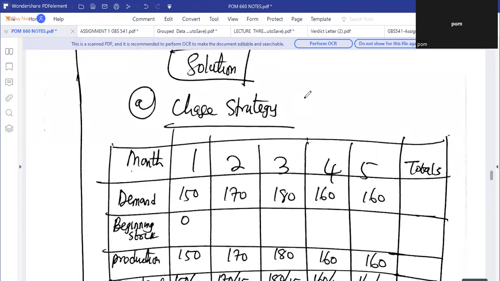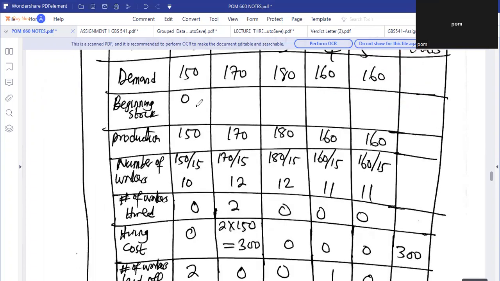Chase means produce as per demand. That is what it means by chase. So you produce as per demand. Now, you have to make mention of one thing here: the beginning inventory is 0. So for us to meet this, we produce as per demand.